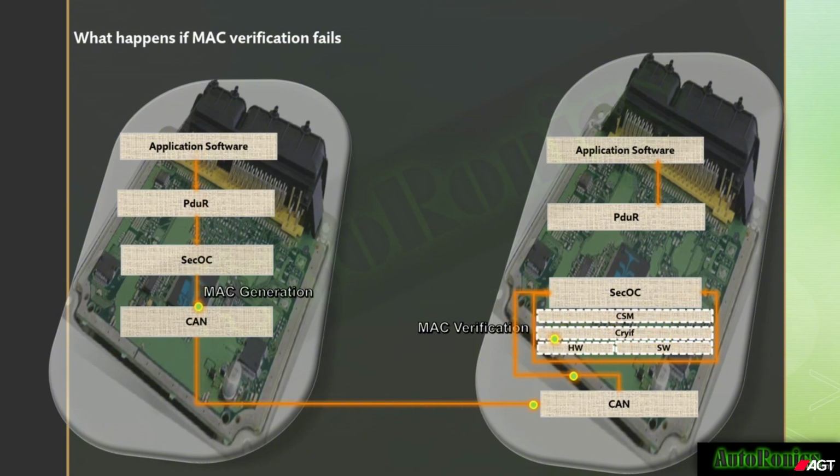Let's see a scenario where the MAC verification passes on the receiver side and the PDU will be sent to the PDUR. From PDUR it is passed to the application software. So here we assure that the application software is secured.